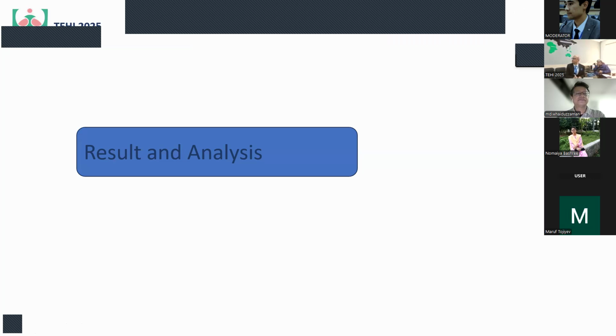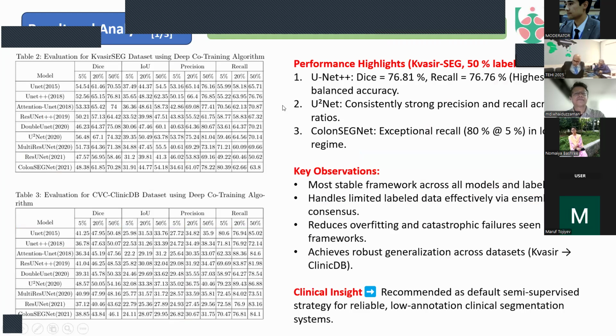So this is the very interesting portion of our presentation. This is results and analysis. Here we have shown the analysis for two datasets, KVC-SEG and Clinic DB, for the deep co-training algorithm. And here UNet++, USCoreNet, and ColonSegNet got the most prominent results for this analysis. Our key observations are that it is the most stable framework across all models and levels and achieves robust generalization across datasets from KVC to Clinic DB. The clinical insight is that it is recommended as the default semi-supervised strategy for reliable low-annotation clinical segmentation systems.